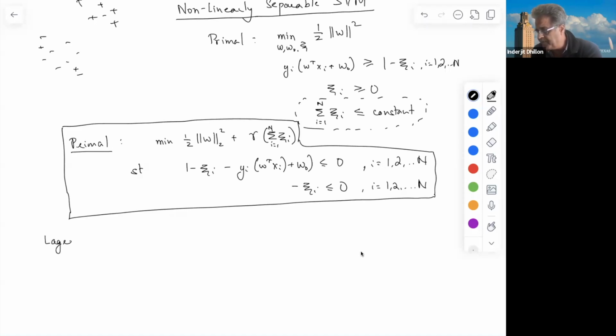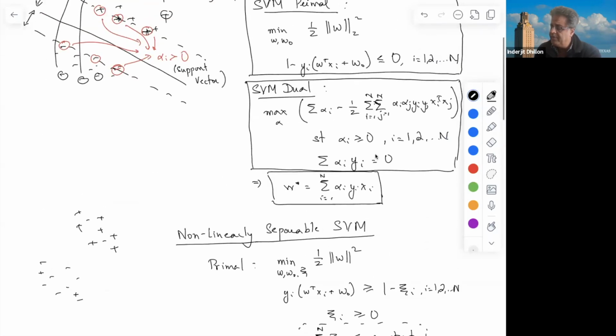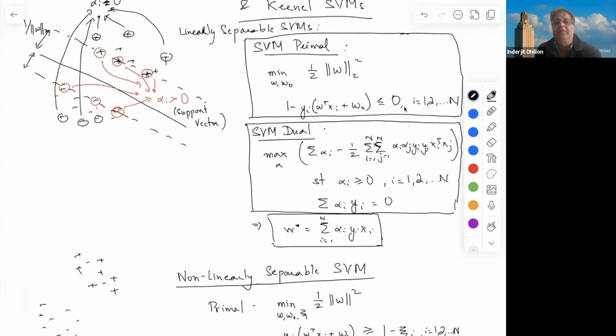So the Lagrangian L is now, remember, it has primal variables, w, w naught, and psi. I have three primal variables. And then the corresponding dual variables. How many dual variables are there going to be? Remember, the dual variables correspond to the inequalities in the primal. Earlier, there was just one set of inequalities. So that's why we only had alphas, one set of dual variables.